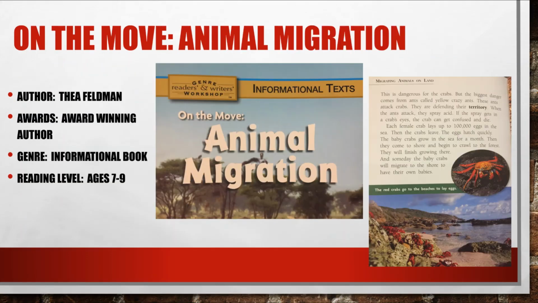On the Move Animal Migration is an informational book about the various species of animals that move from place to place in big groups in migration, and the reasons behind why they do this. This is a great book for teaching students about the migrational patterns of animals and how it affects their ecology.